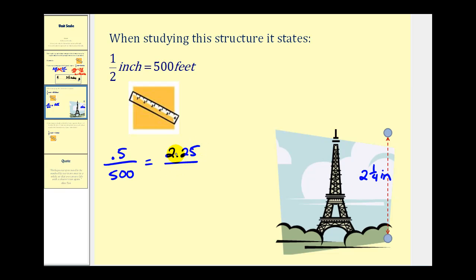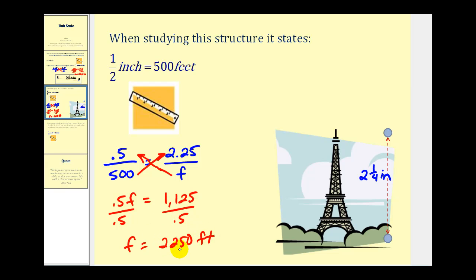to the height in feet. So we'll use F to remind us that this measurement will be in feet. Now we'll find the cross products. 0.5 F must equal 500 times 2.25. That's going to give us 1,125. And now we'll just divide by 0.5. So the height of this tower in feet is going to equal 1,125 divided by 0.5. And that's going to give us 2,250 feet, which would be the actual height of this tower.